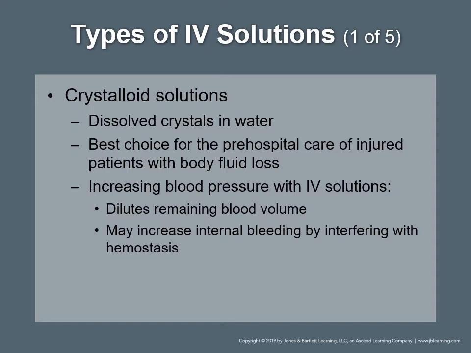It does not have the capability of carrying oxygen. A bolus is a single dose given via the IV route. Boluses of 20 milliliters per kilogram should be given to maintain perfusion, which is, you know that they're perfusing if they have a good radial pulse, but not to raise the blood pressure. Increasing blood pressure with IV solutions dilutes the remaining blood volume and may increase internal bleeding by interfering with hemostasis.